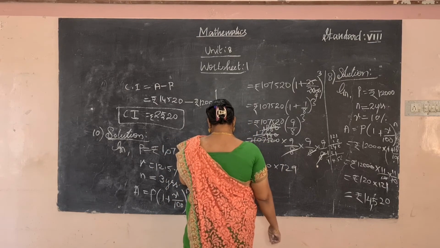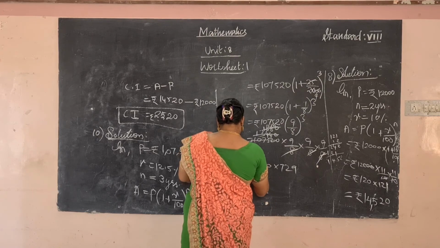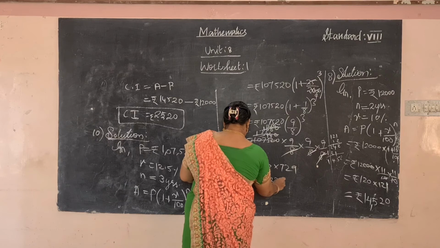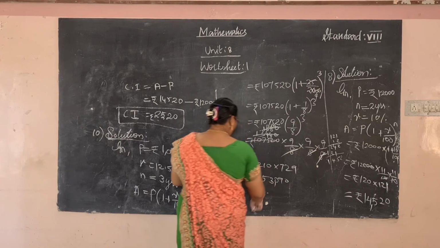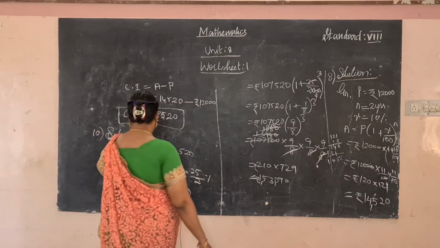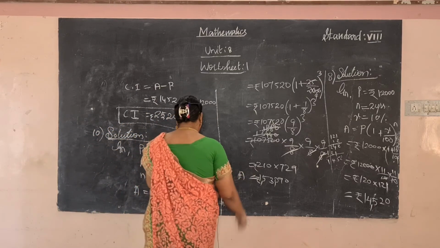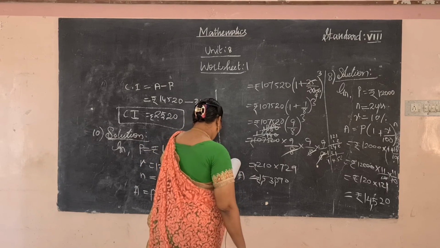Multiply these values, I get 153090. So rupees 1,53,090. That is the amount, using the accumulated factor. Now we have to calculate the compound interest.